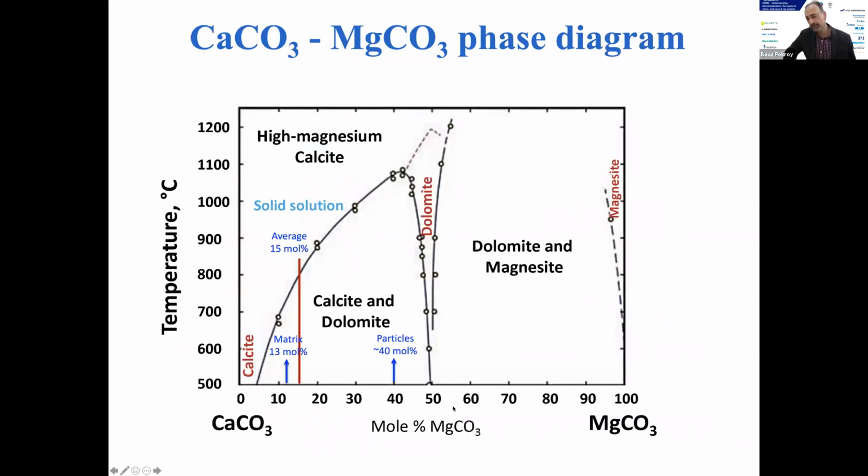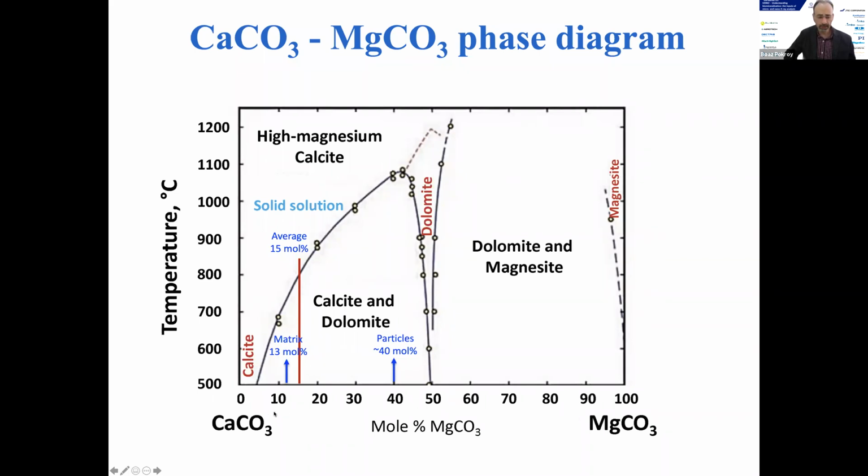Now, if you look at a proposed phase diagram for calcite and magnesium calcite, you can see that in equilibrium, the solubility of magnesium is very low. There's some debate about it in the literature, but we're talking about a few atomic percent only. Now, we're talking here about particles which are much richer, could be 40, 50, up to 60% even in magnesium, and the matrix is about 13 on average.